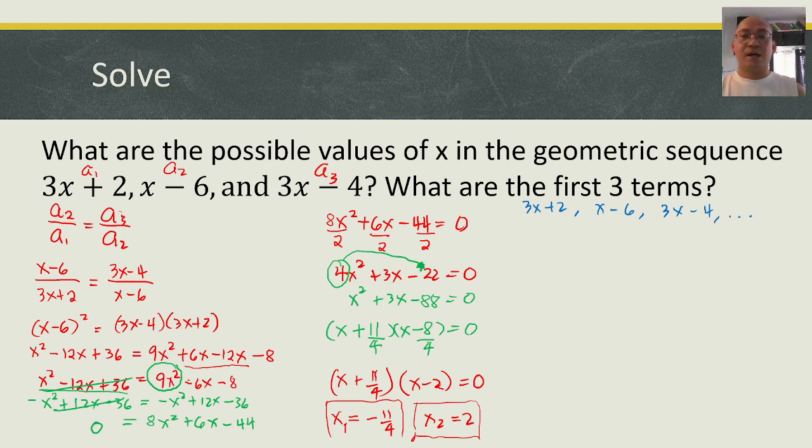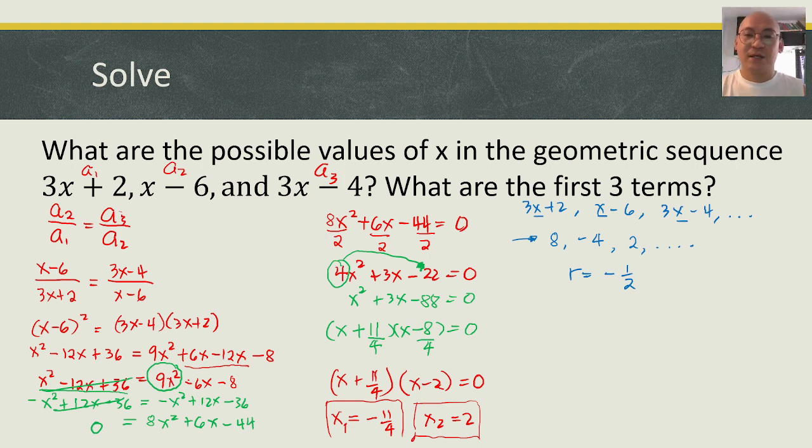So this forms now a geometric sequence. If you're going to substitute 2 for the x values, we can now have the first three terms. So 2 for the x times 3, that is 6 plus 2, we have 8. 2 minus 6, we have negative 4. And 2 times 3 is 6, minus 4, we have positive 2, and so on. So this, if you have observed, forms a geometric sequence with a common ratio of negative 1/2.